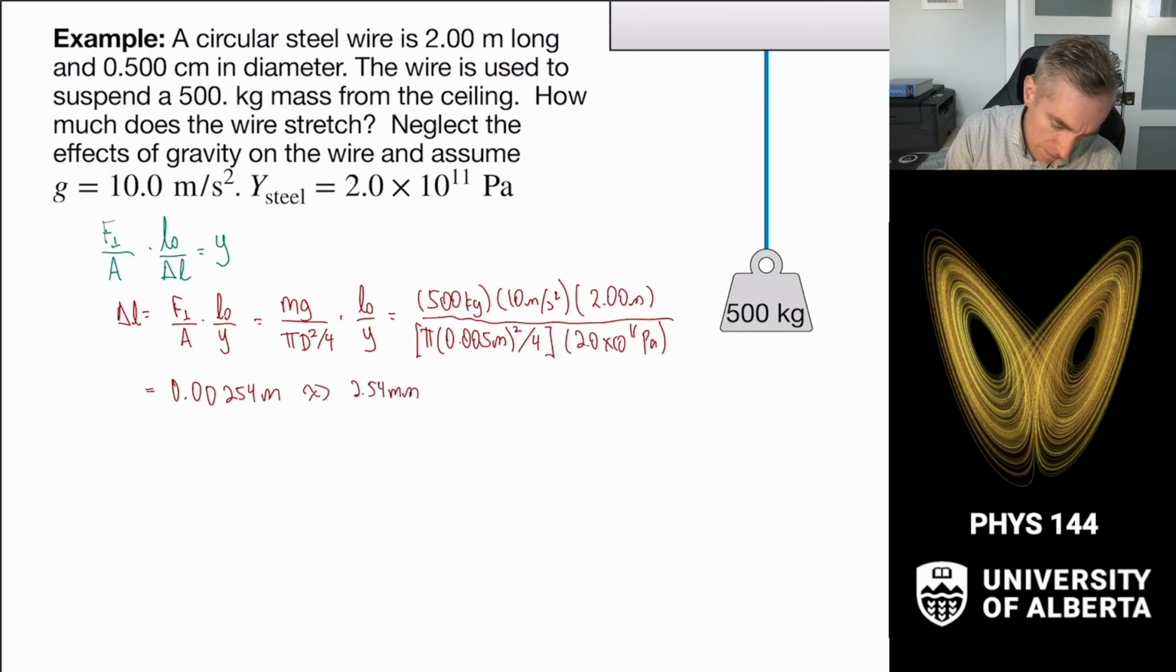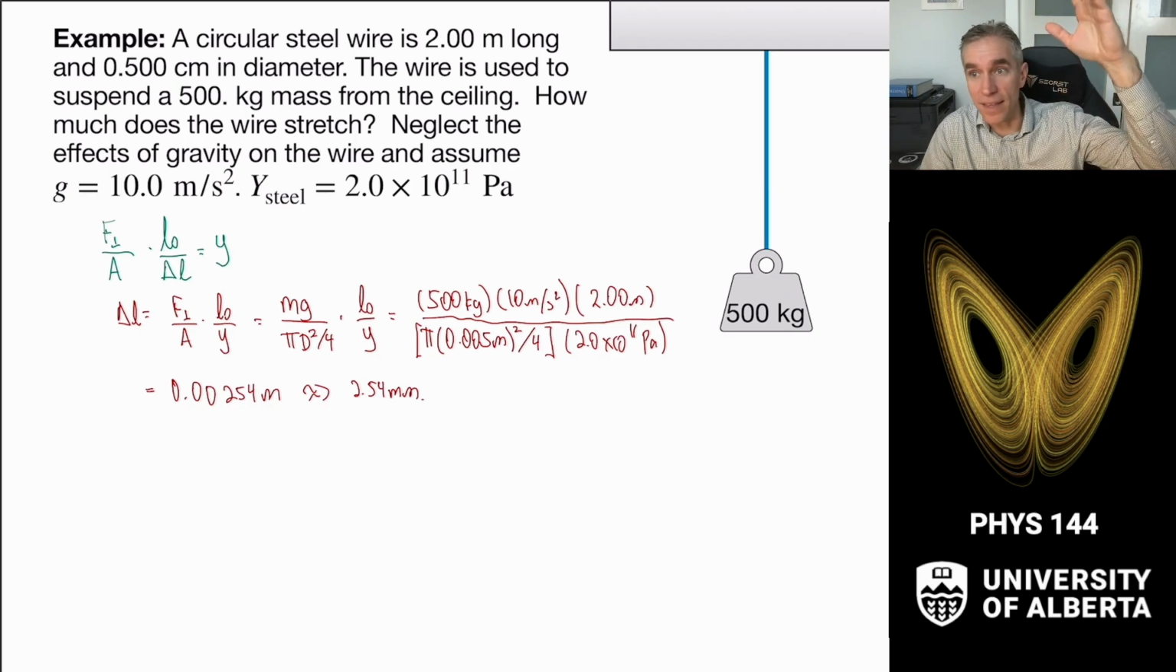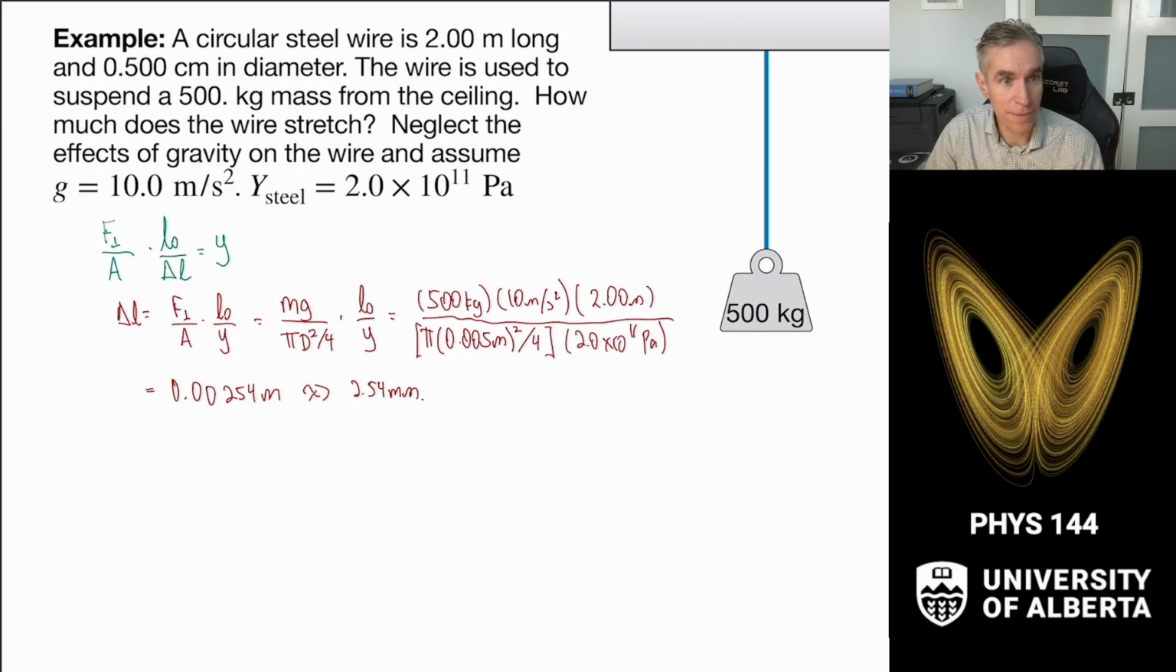2.54 millimeters. So a thin little wire, 5 millimeters in diameter, suspending a 500 kilogram mass, and it just stretches a little bit, 2.54 millimeters. So, a tiny little bit just from the actual stress. But it does stretch a little bit, and we could actually measure that length with a meter stick from the extra force that's applied.